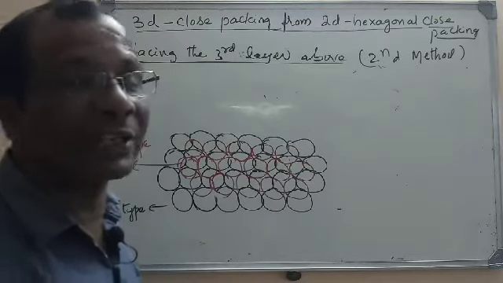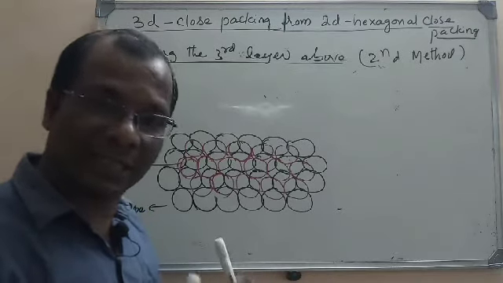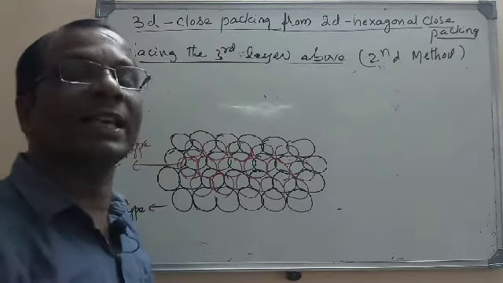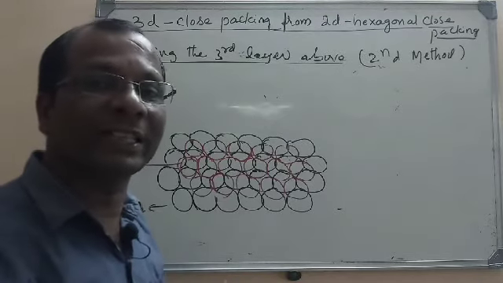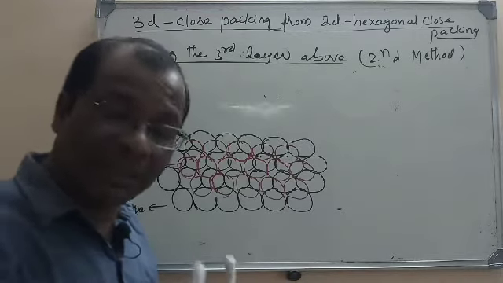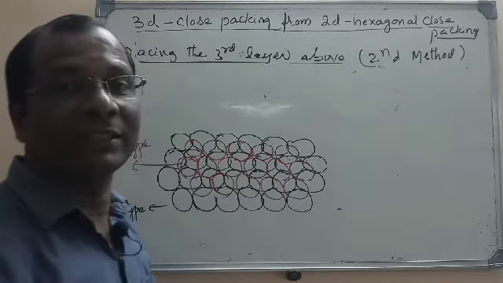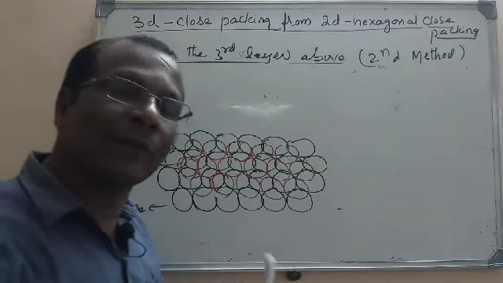Now the third layer. I told you that when you place the third layer in such a way that the tetrahedral voids of the second layer are covered by the spheres of the third layer, we could find that the alignment of the spheres in the third layer is similar to the first layer, so that the first layer and third layer are of the same type.